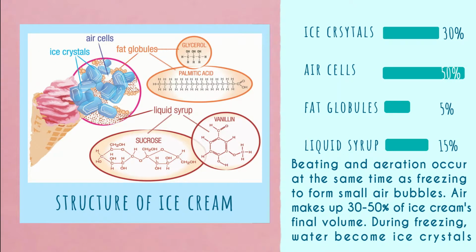Structure of ice cream. Ice crystals, air cells, fat globules and liquid syrup. Beating and aeration occur at the same time as freezing to form small air bubbles. Air makes up 30 to 50% of ice cream's final volume. During freezing, water becomes ice crystals.